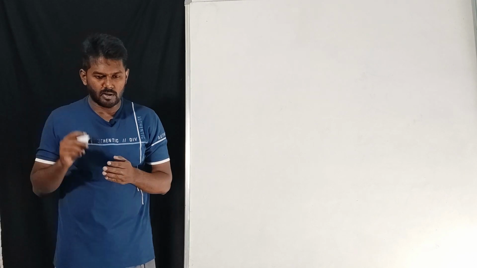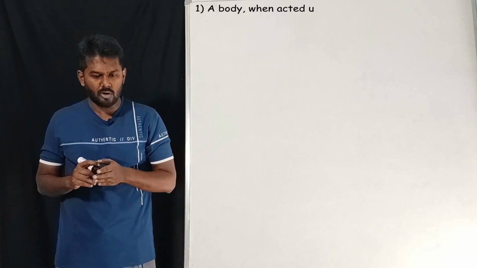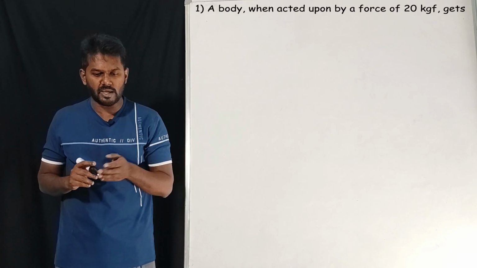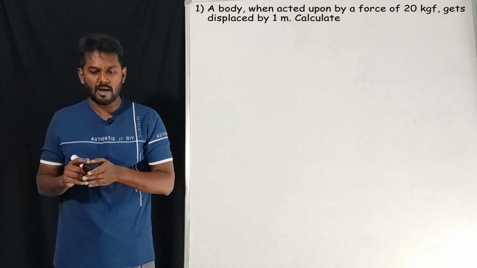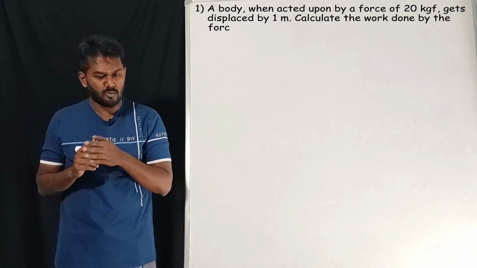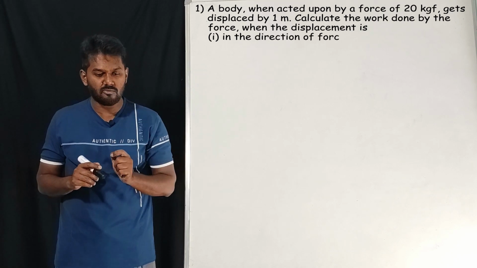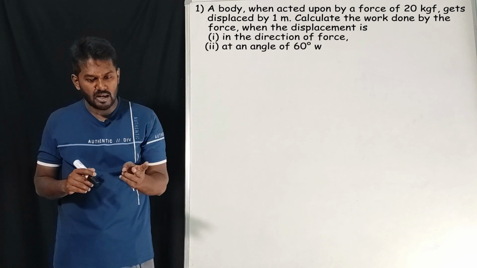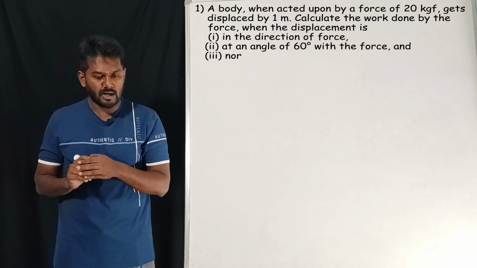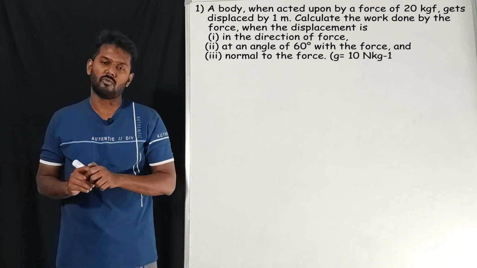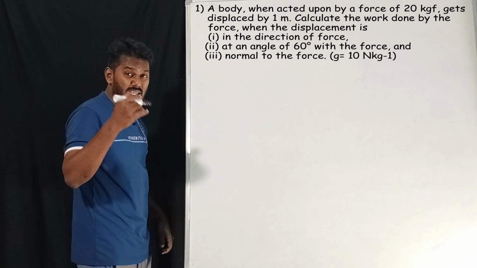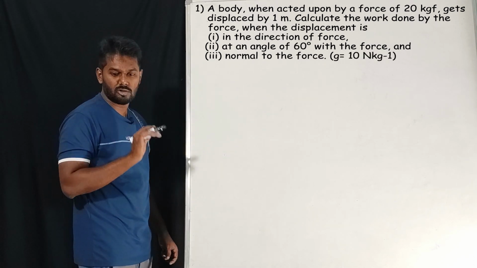Question number 1. A body when acted upon by a force of 20 kgf gets displaced by 1 meter. Calculate the work done by the force when the displacement is in the direction of force. Second one, at an angle of 60 degree with the force and normal to the force. First we'll write what are the given data, then we can solve the problem easily.